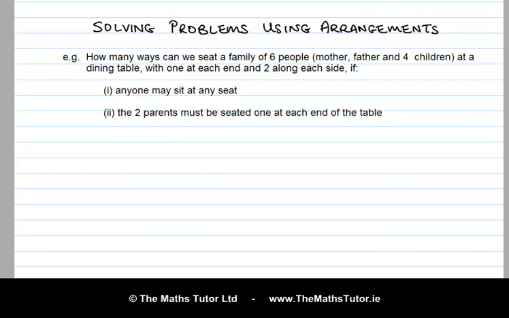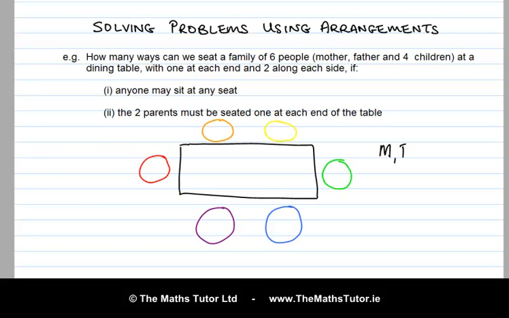Let's look at part 1 first, and let's draw a rough diagram of what's going on. And we can give each seat a different colour to help us understand the situation. And we have a mother, father and 4 children. Let's call them A, B, C and D. So those are our 6 people in the family. And we want to seat them at this table, and anyone may sit at any seat. So we're doing part 1 first. So we can start at any seat, make a choice and then do the same for any other seat, and keep doing that until all 6 seats are occupied.